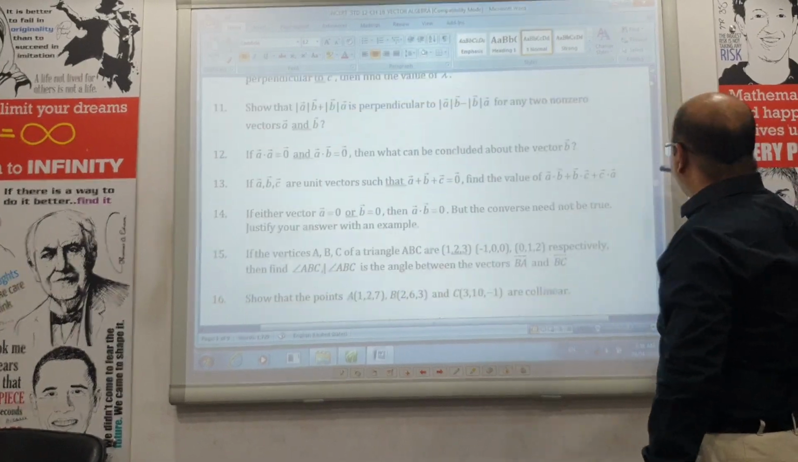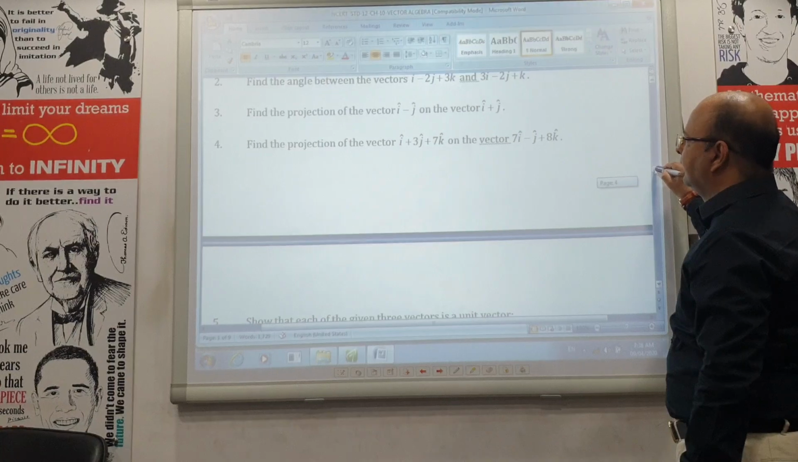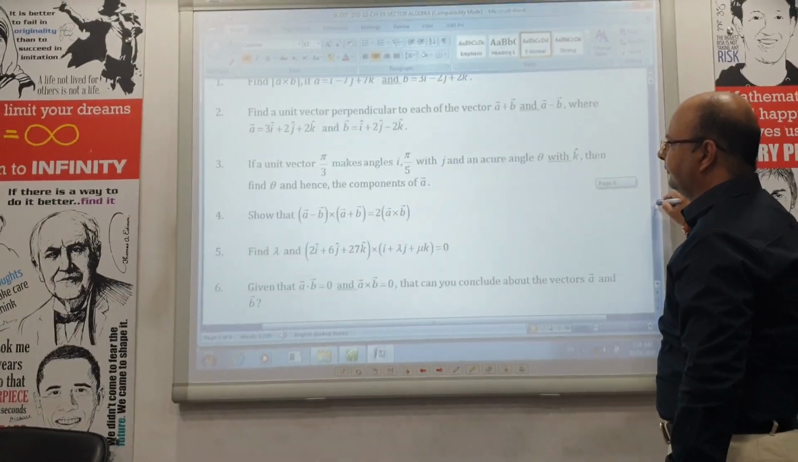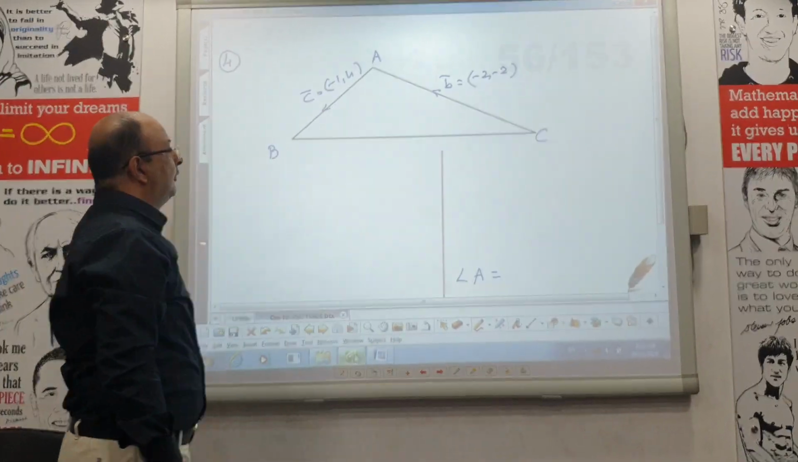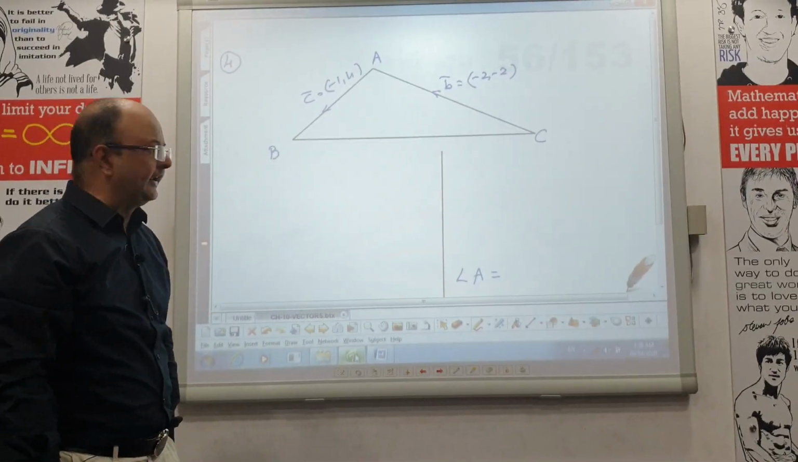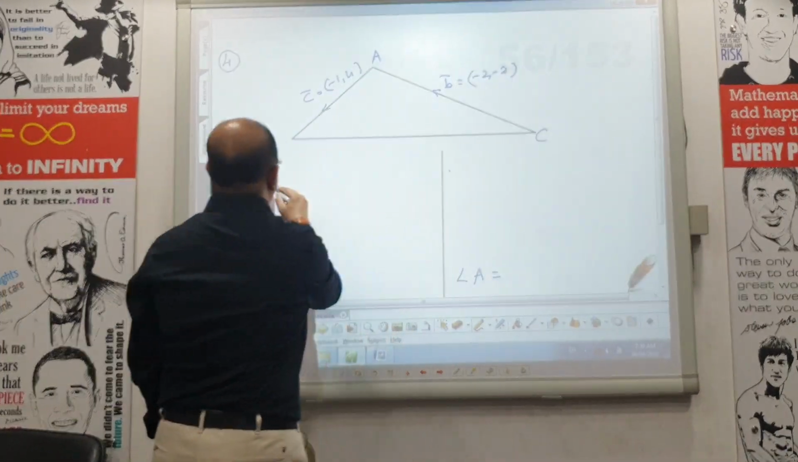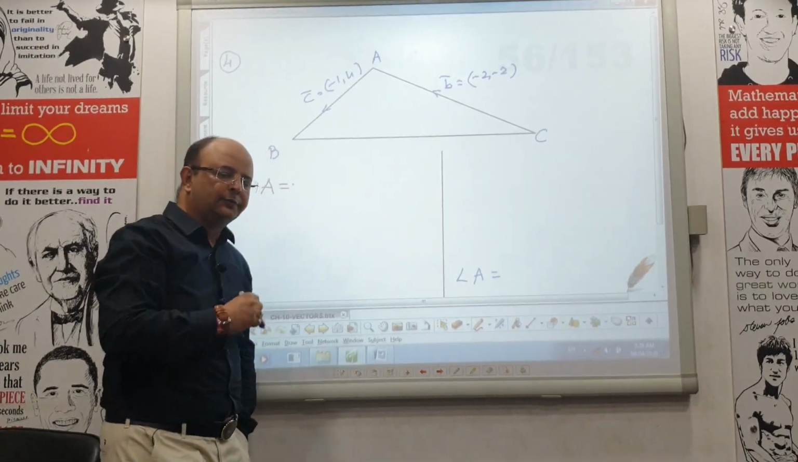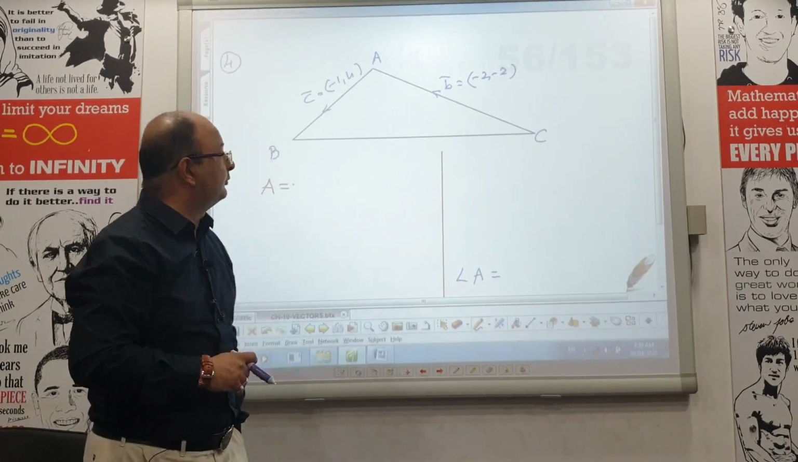I don't know whether it is in 10.2 or whatever, but let's go for it. I want to find out angle A. What is angle A? Cos A. We want to find out angle A. This is a beautiful example. Yes, I remember now, I chose it from your old textbooks.